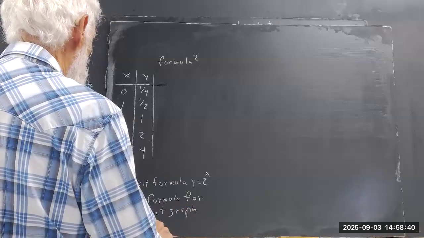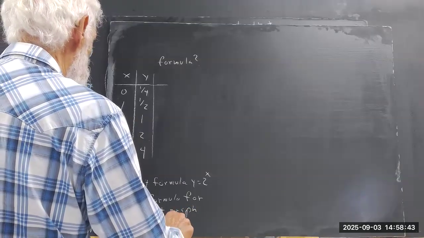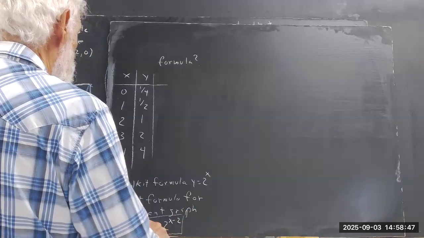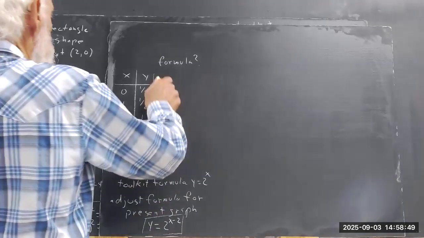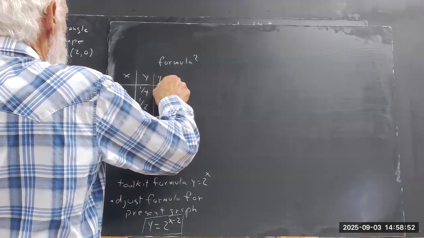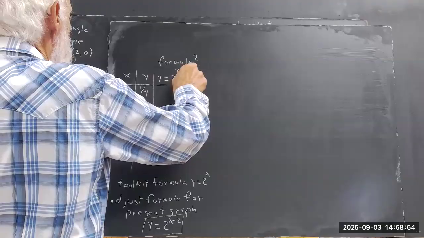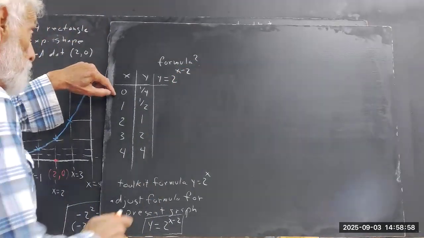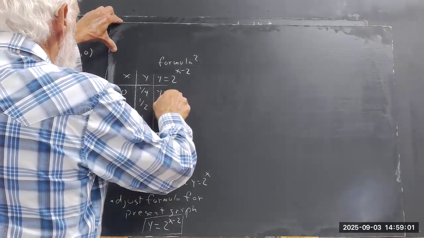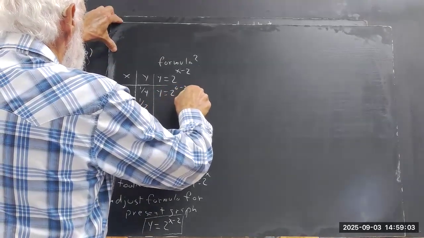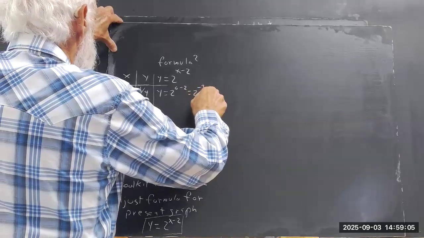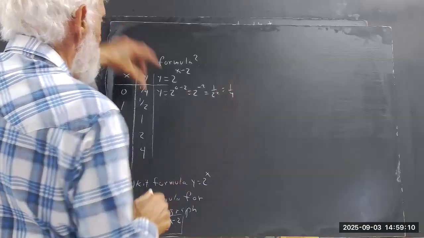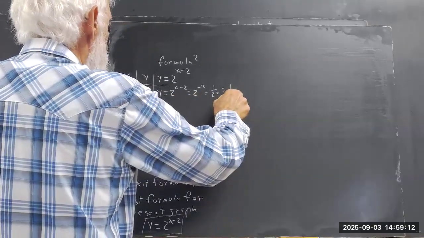We adjust the formula for our present graph by saying y equals 2 to the x minus 2. We'll see if that works. Okay, so let's evaluate it. If x equals 0, we get y equals 2 to the 0 minus 2, which is 2 to the minus 2, which is 1/2 squared, which is 1/4. Okay, that worked.